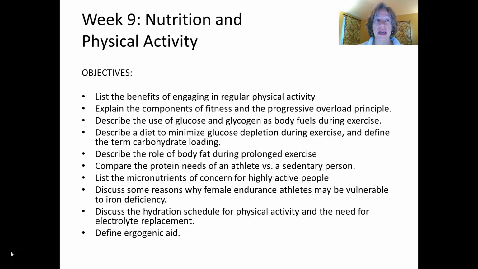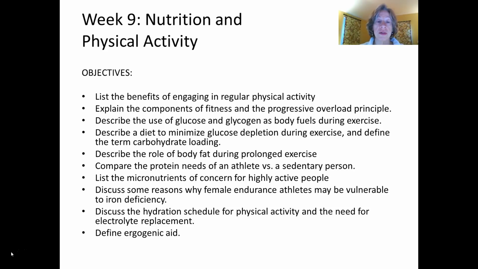So components of fitness, when we define fitness, we define it as strength, flexibility, and endurance. That is cardiovascular endurance of your heart and lungs. So strength, flexibility, and cardiovascular endurance. So those are the components of fitness. And how we become fit is that we engage in those three types of exercise and apply the progressive overload principle, which is to do those exercises for a longer time, at more intensity and more frequently. So duration, intensity, and frequency are the three components of the progressive overload principle.